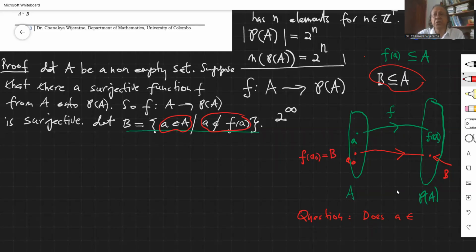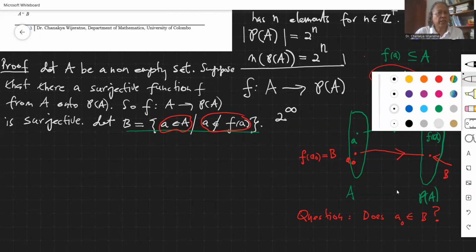Then Cantor asks this question: does a naught belong to B, right? So that's the important question Cantor asked. And because he asked an important question, he was able to answer this question whether there is a surjective function from A onto the power set of A.